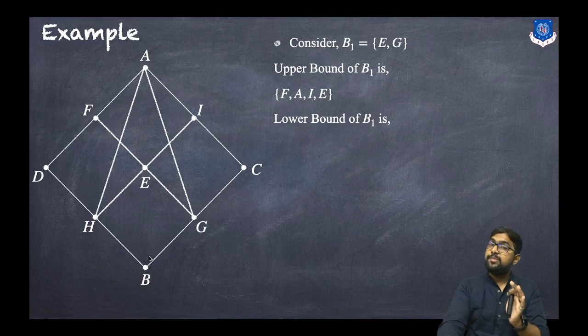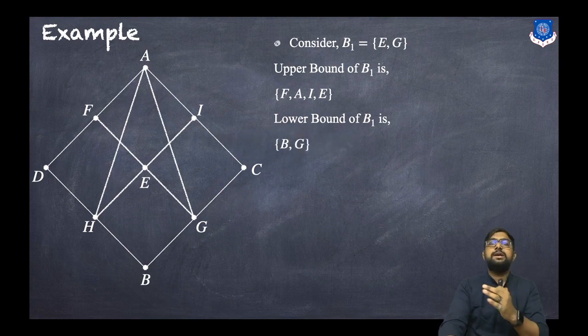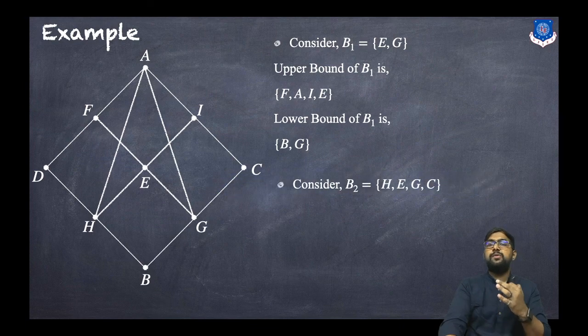Yes. So B can be a lower bound. And elements of the set itself, G is the lower bound. So that means this B and G, it is a lower bound. Now consider another set B2, that is H, E, G and C. These 4 points are there.